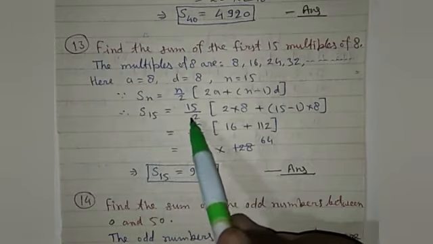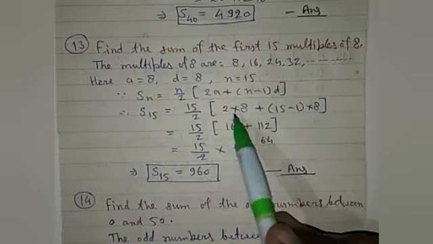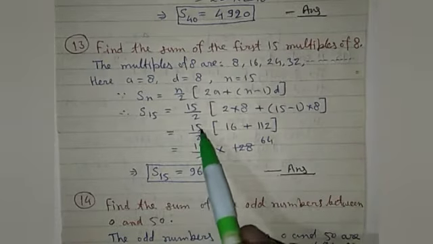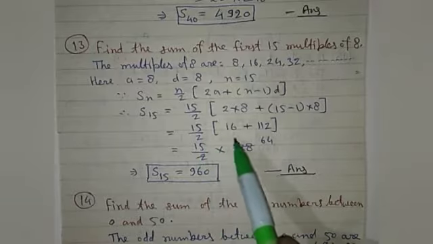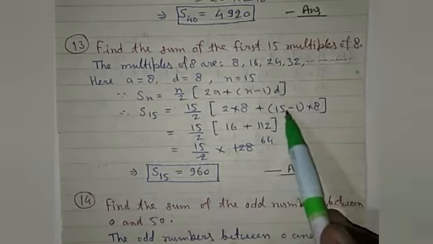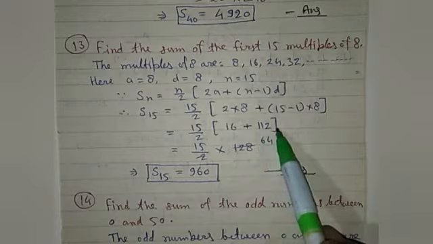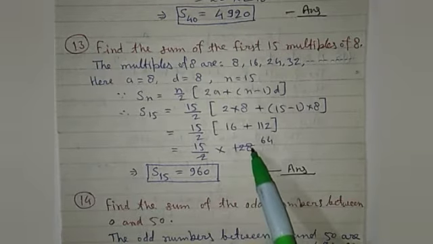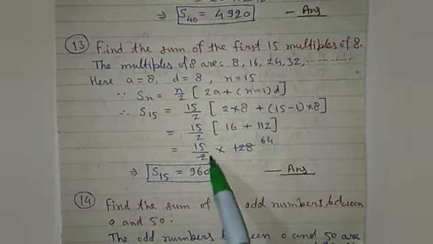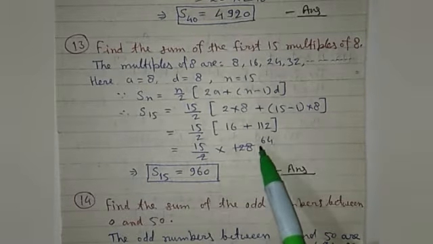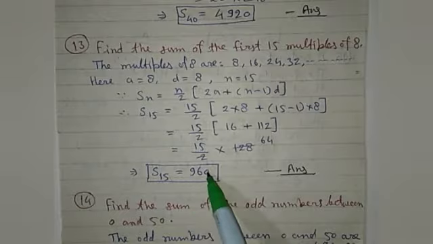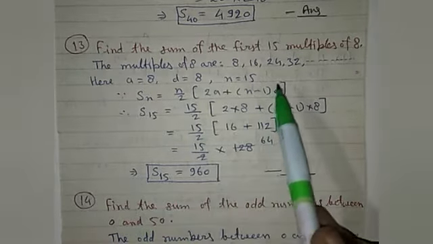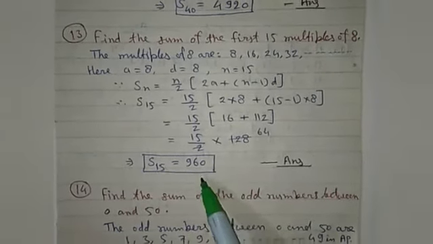So S15 is equal to 15 divided by 2 into bracket 2 into 8 plus 15 minus 1 into 8. So here it is equal to 15 divided by 2 into bracket 16 plus 14 into 8, 14 eights are 112. So adding these two we will get 128. 128 divided by 2 will give 64. So 15 into 64 is 960. So here the sum of first 15 multiples of 8 is 960.